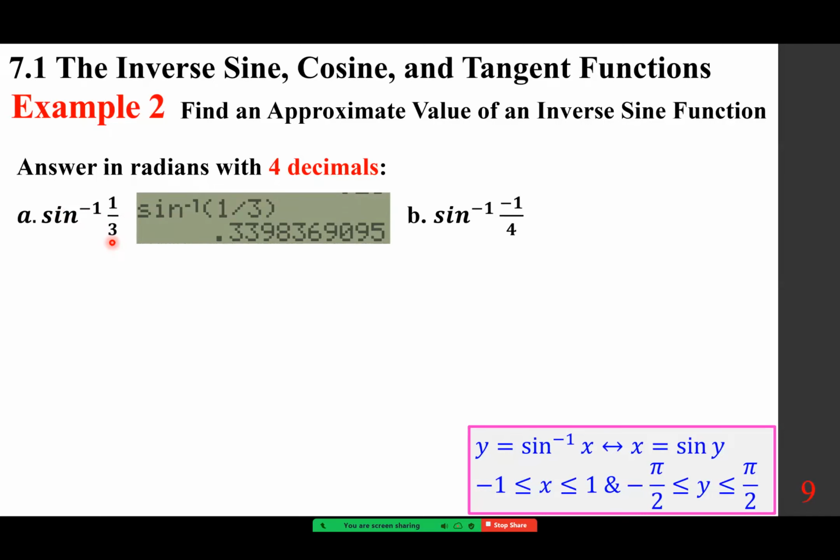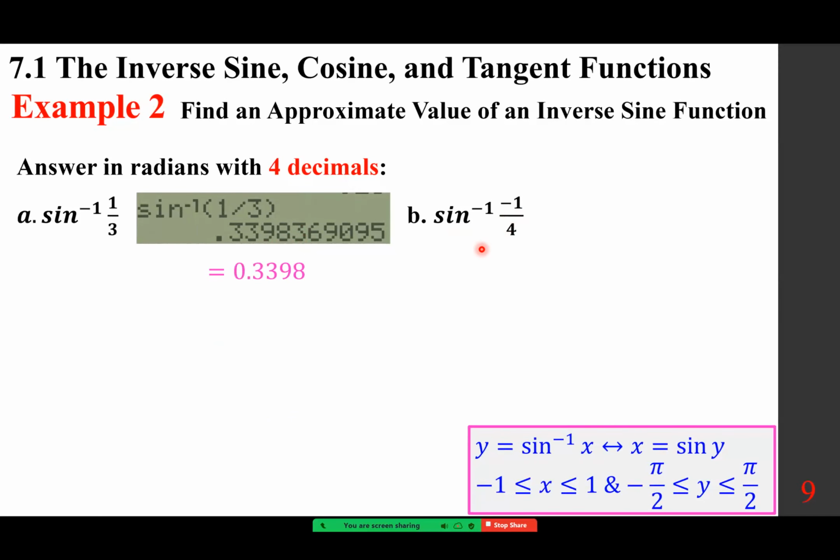So if you use a calculator, sine inverse of 1/3 gives you that. And we want 4 decimals, 1, 2, 3, 4, number 8. Next to it is 3, so number 8 doesn't change. Make sure you understand this is the reason it doesn't change. If it's 5 or above, it changes. So 0.3398.